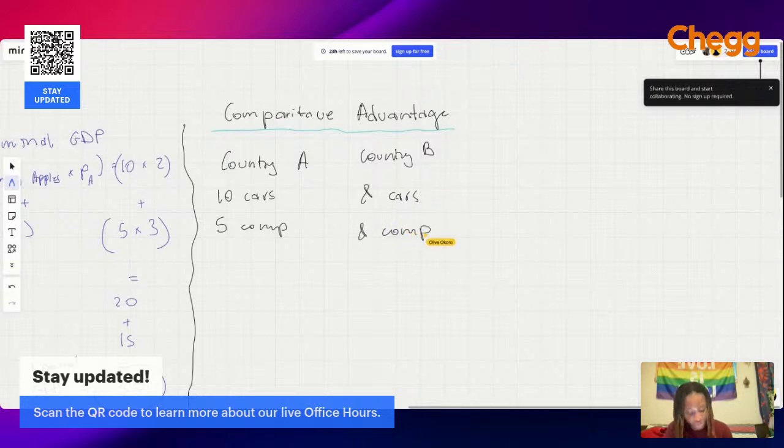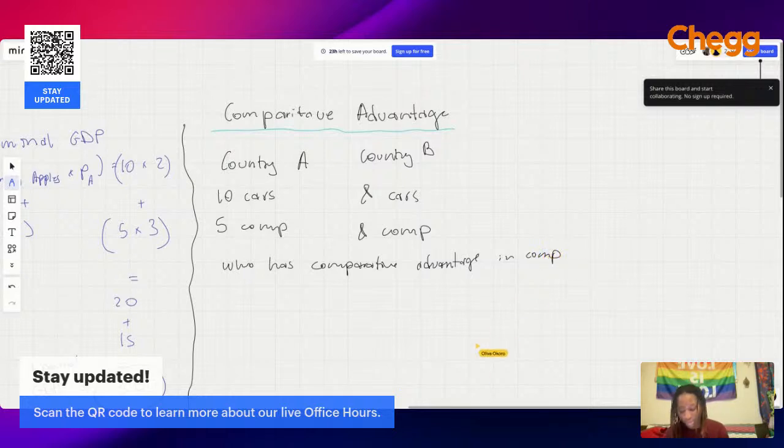So who has comparative advantage? Okay, for comparative advantage, you have to find the opportunity cost first, because sometimes it's easy to look at it here and say, oh, comparative advantage in computers specifically. That's a good thing to note, because it can really change depending on what you're trying to find comparative advantage in.